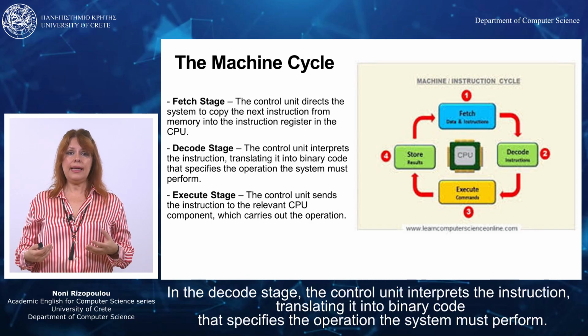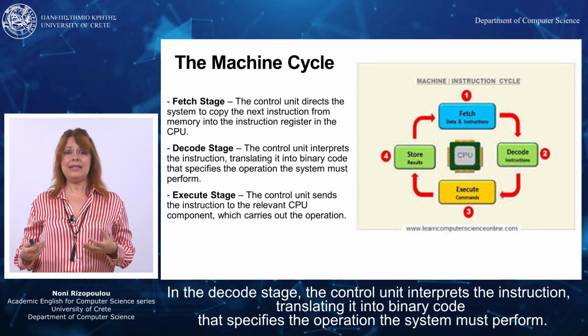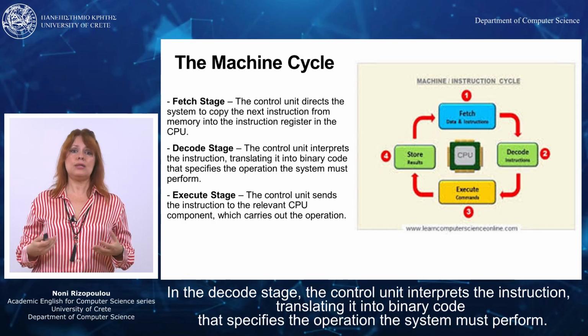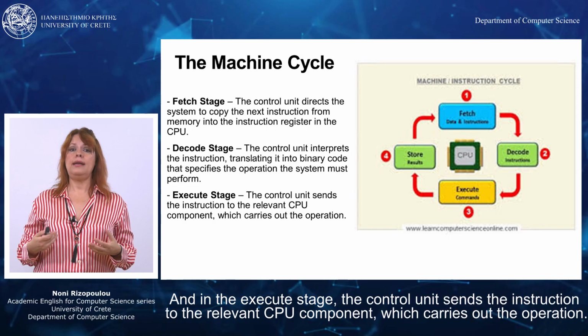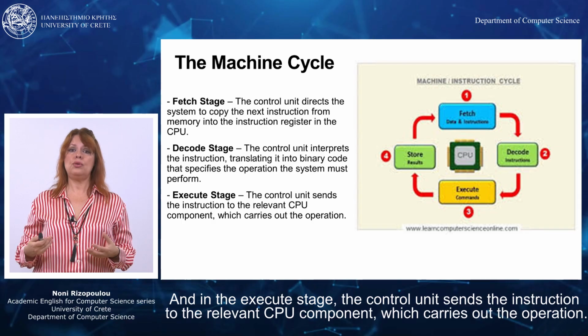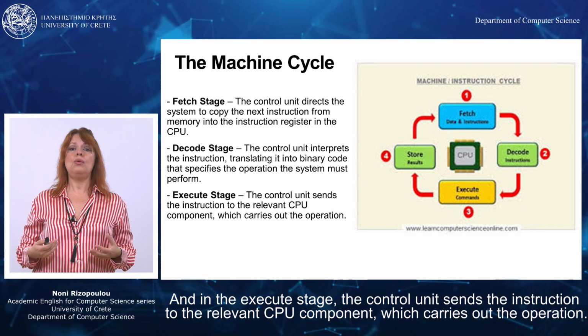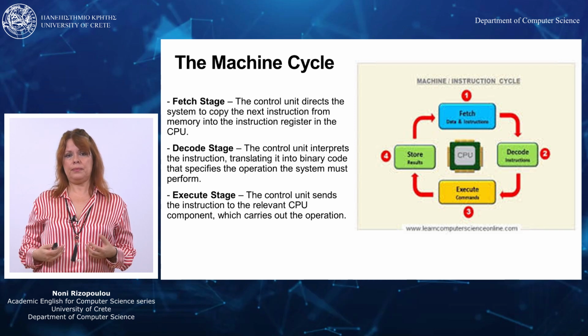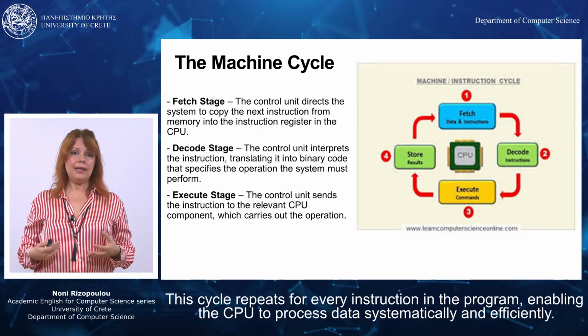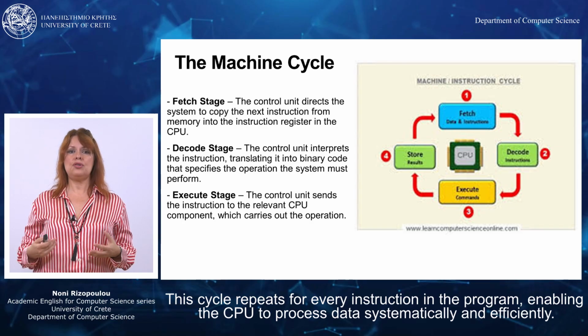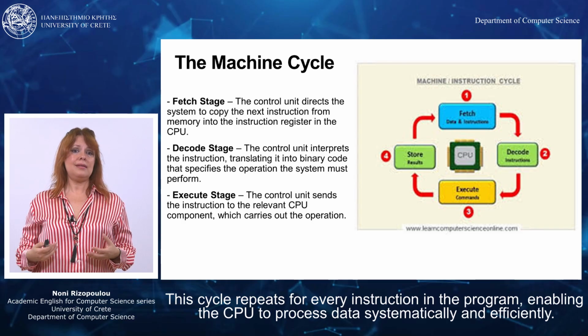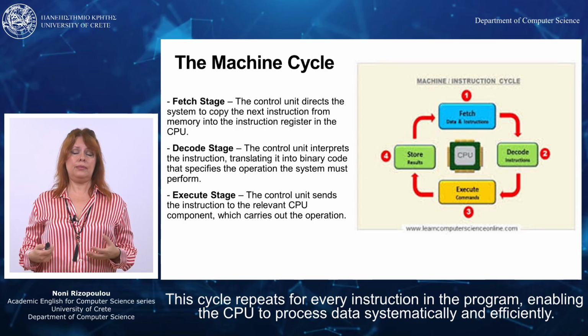In the decode stage, the control unit interprets the instruction, translating it into binary code that specifies the operation the system must perform. And in the execute stage, the control unit sends the instruction to the relevant CPU component, which carries out the operation. This cycle repeats for every instruction in the program, enabling the CPU to process data systematically and efficiently.